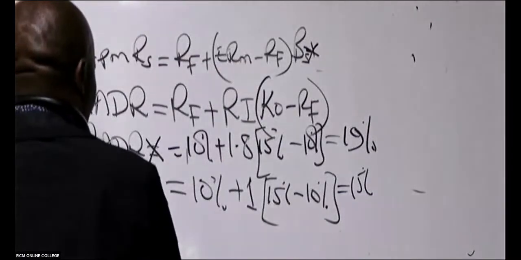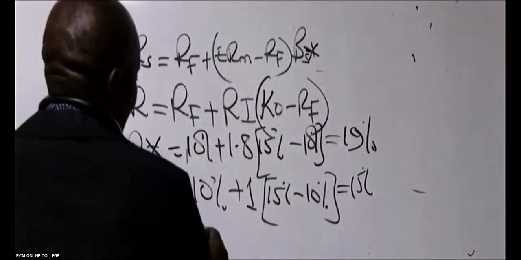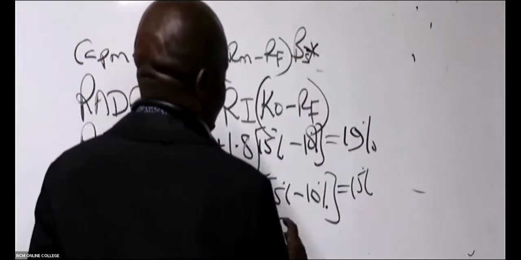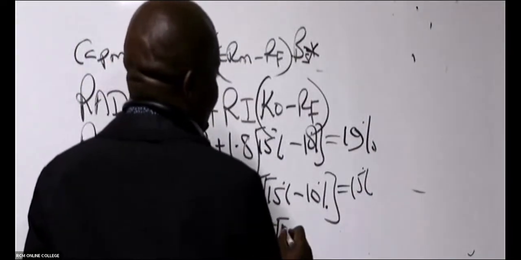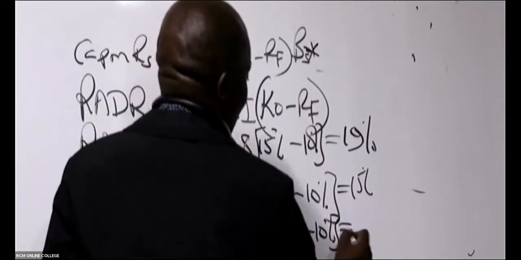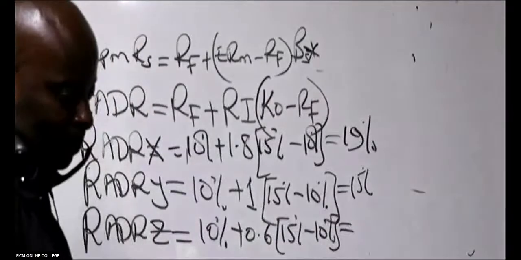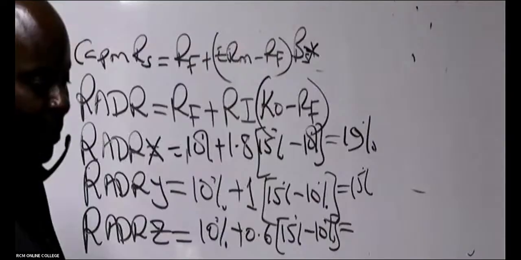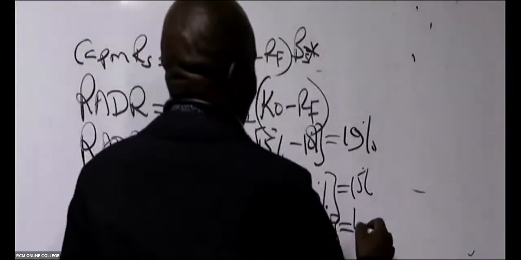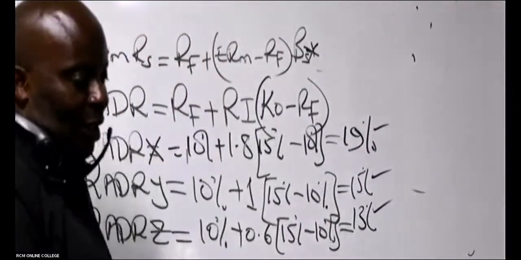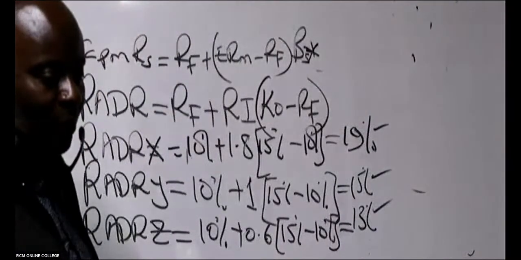We have RADRI for Z. Risk-free is the same, plus 0.6 for Z. Cost of capital does not change. So then this one will end up giving us what figure? Somebody is telling me, Mwalimu, this is 13%. So number one, this has been taken care of very well.